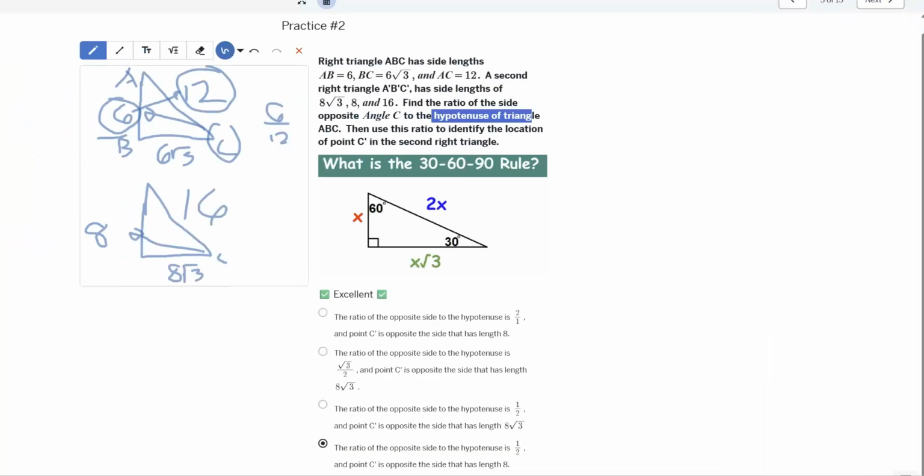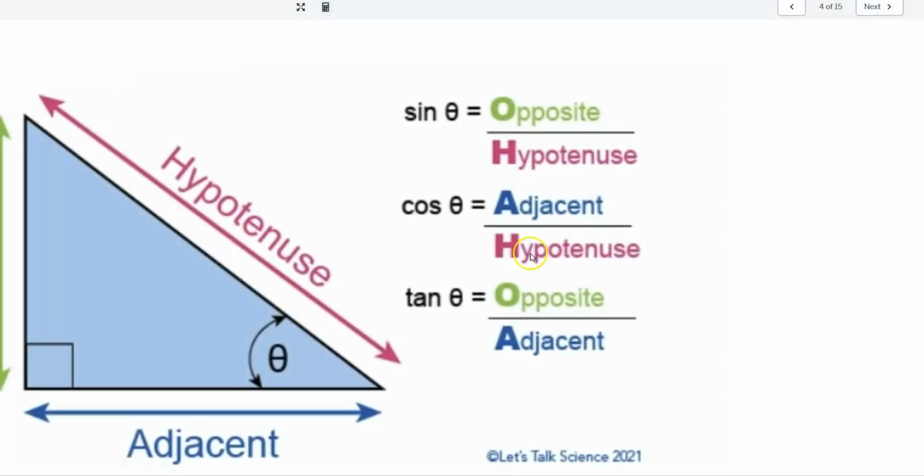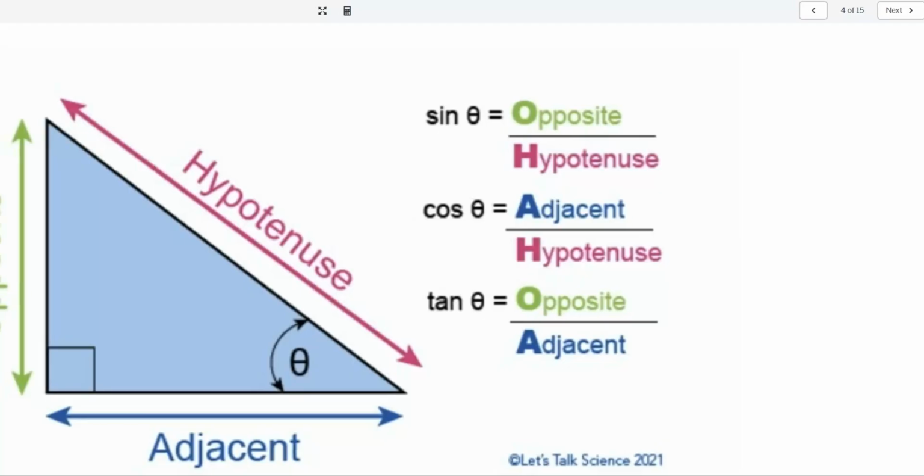Okay, let me adjust it a little bit there. Okay. We still have to adjust it now.